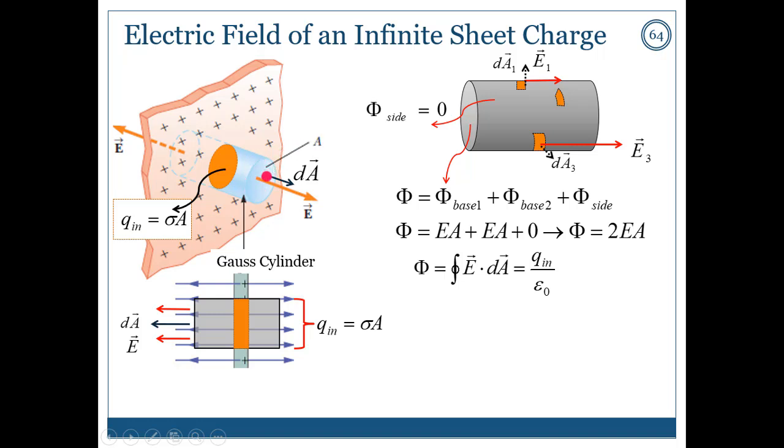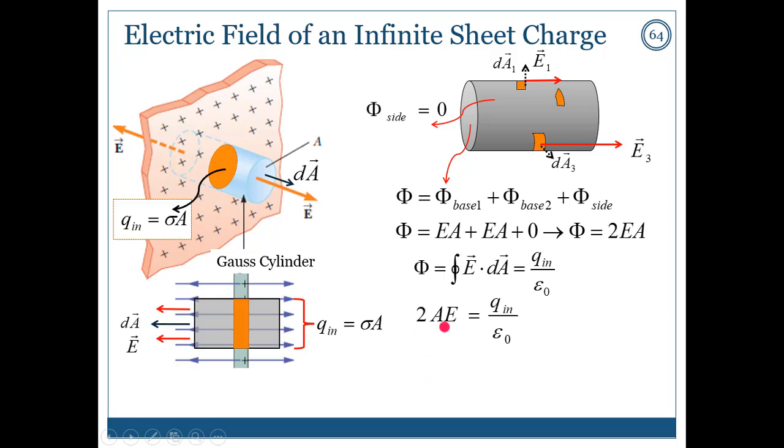So if I call this area A, I'm enclosing an area that is also A. So how do I calculate the charge that corresponds to this area? Well, I have defined a surface charge distribution sigma, which is Q over A. That's the definition of sigma. So if I multiply my surface charge distribution sigma with the area, then I get Q in, the charge that I'm enclosing here. So sigma times A is my Q in.